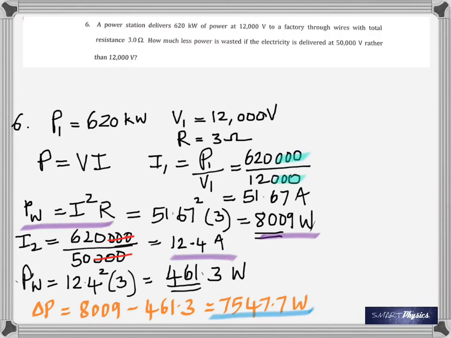And you know that watts is joules per second. You know that, right? So we're talking about saving 7,547.7 joules every second. I hope that makes sense. If you use a higher voltage, you're saving that many joules every second.